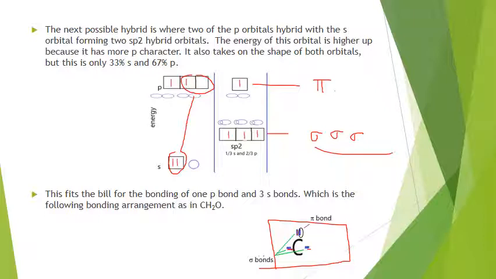These two sigma bonds are sp2. This is also an sp2, and then it has another p that's going to form a pi bond. So when you have this arrangement, it's going to have an sp2 hybrid. These are 33% S and 66% P.